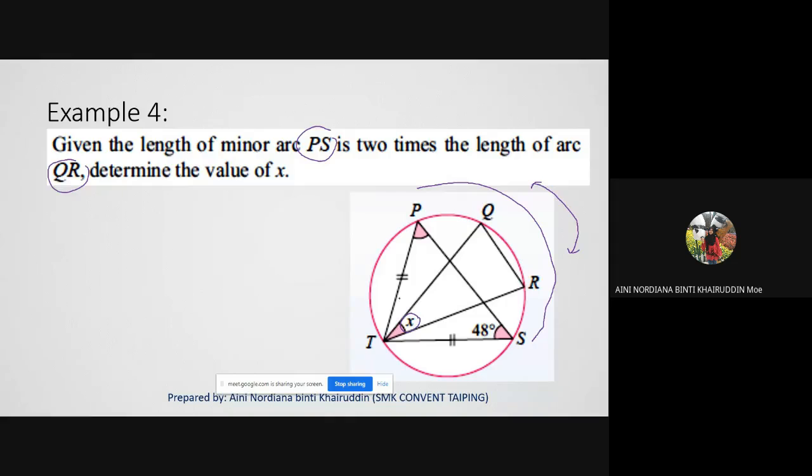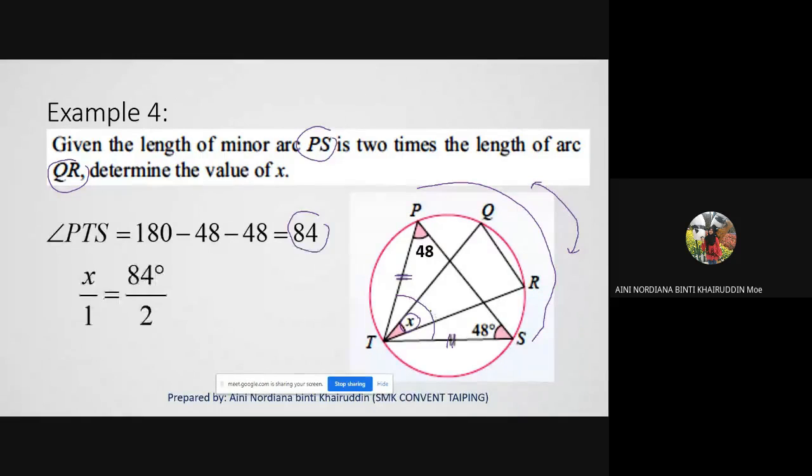First, you need to calculate this angle. So since given here, PT equals to TS, so triangle PTS is an isosceles triangle. So the angle here is 48. Since this is isosceles triangle, then you can calculate this angle. This angle equals to 84. So all here is 84.